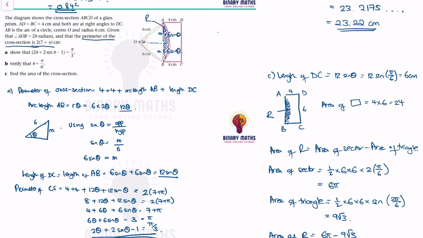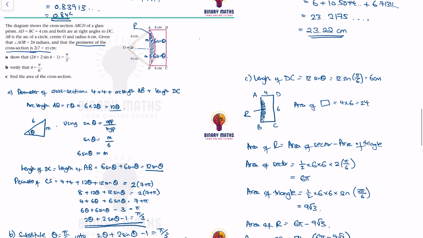So area of cross section is equal to 24 take away 6 pi take away 9 root 3. So I have to take away this region R. And if I do that in my calculator, I get 20.7389 and so on, which is equal to 20.74. Units are in centimeters, so area is in centimeters squared. And that would be the answer for that question.